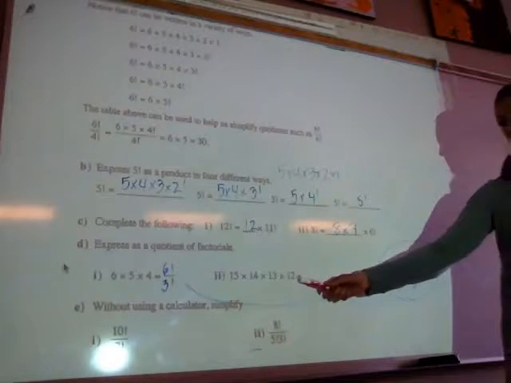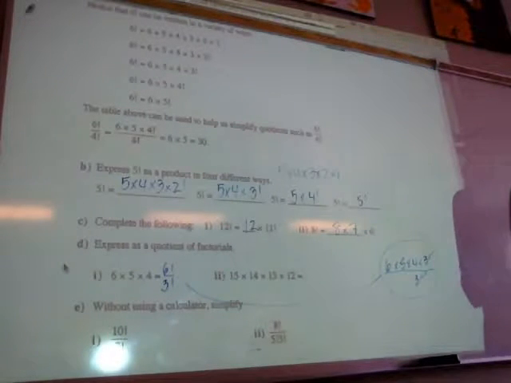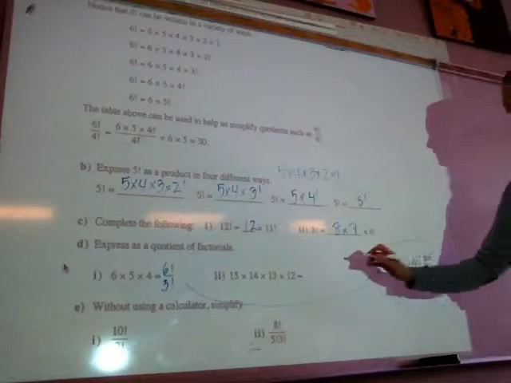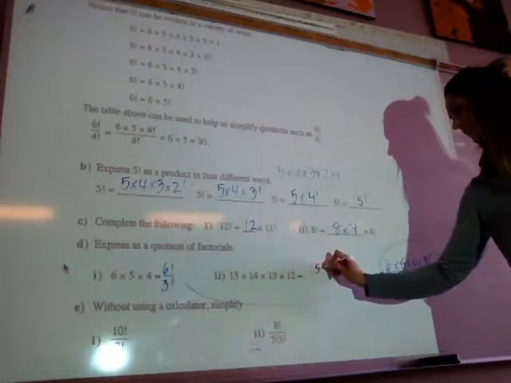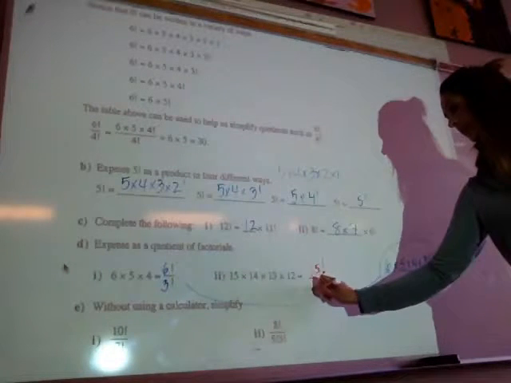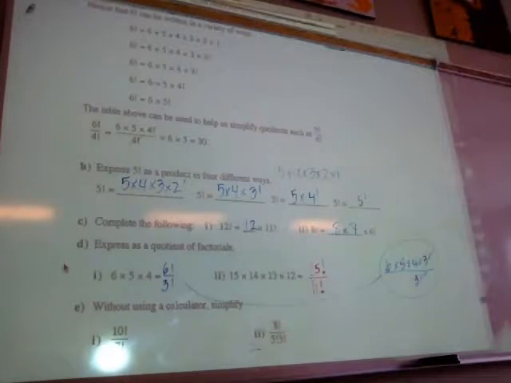Okay, what canceled out? 11, right? So we could write this as 15 factorial divided by 11 factorial. Because all the 11s, 11 times 10 times 9, so on, so on, so on, canceled out.